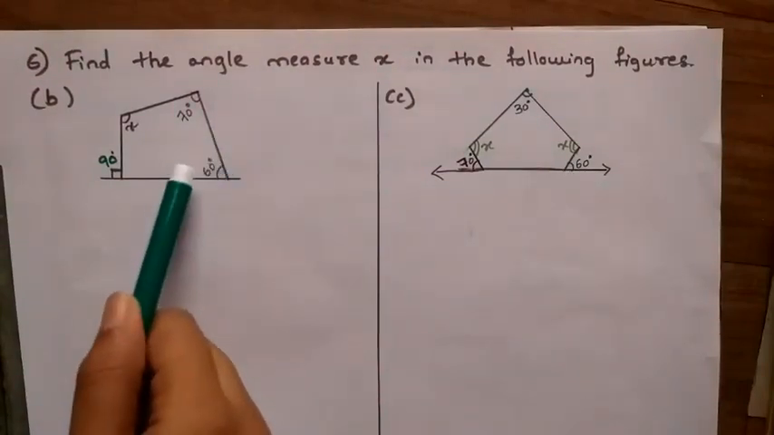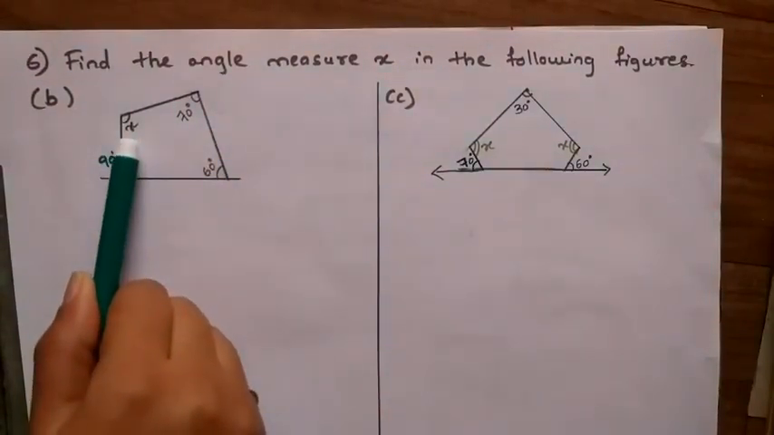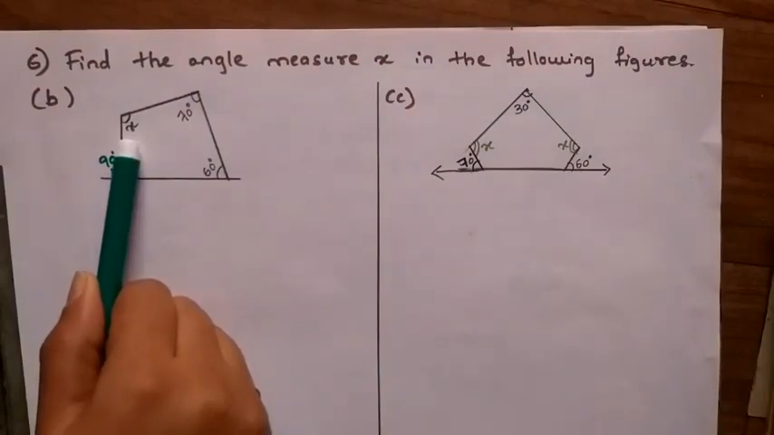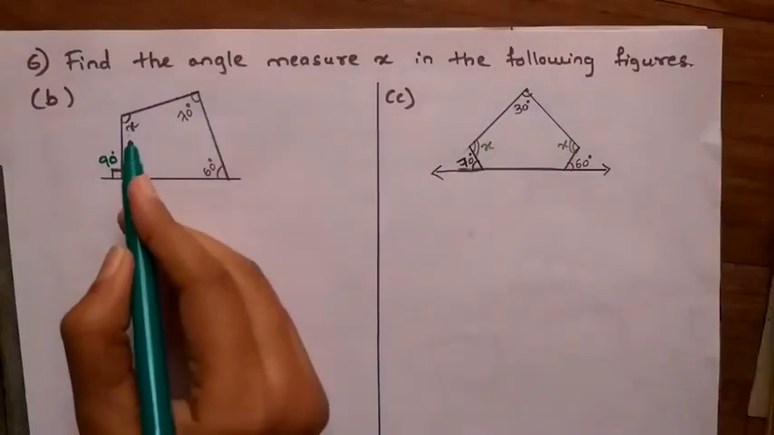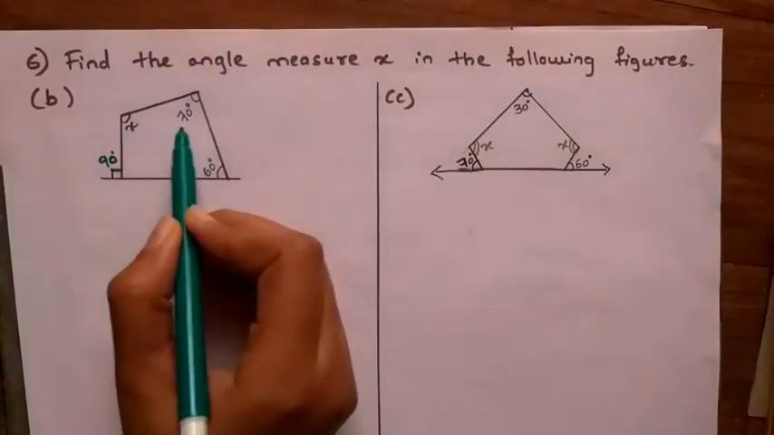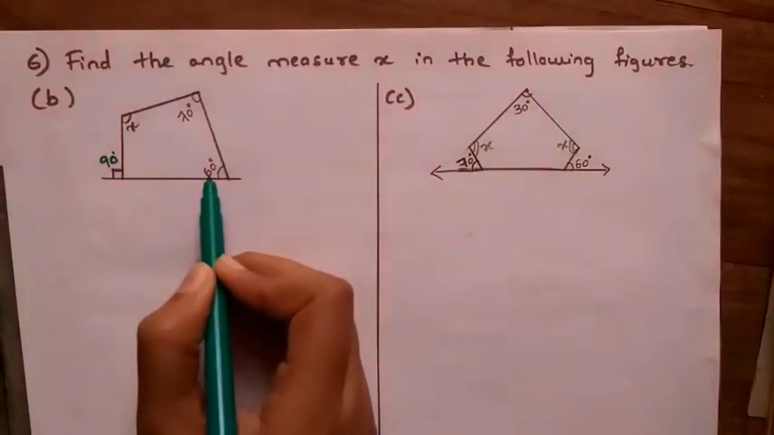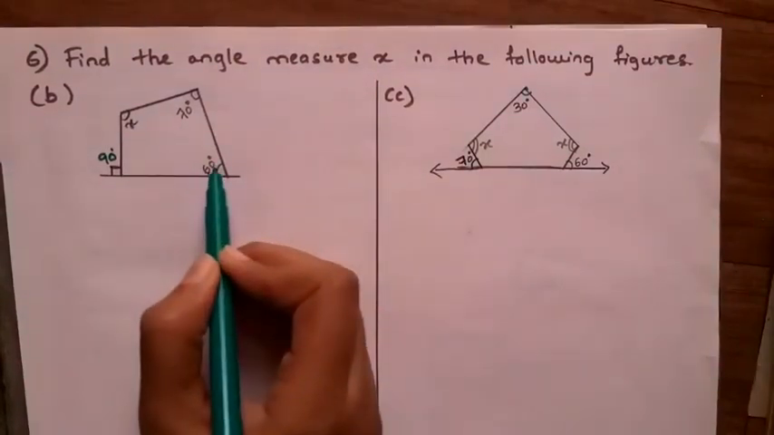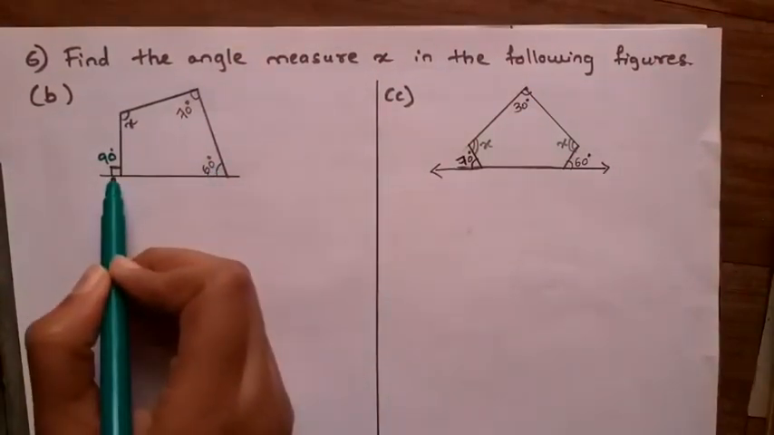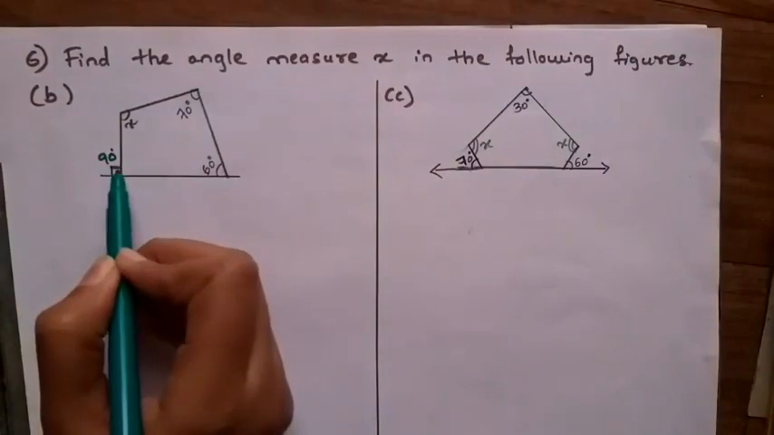Here they have given the interior angle values. Interior angles means the angles which are inside of the figure. Just observe here: x, 70 degrees, 60 degrees, which are the angles inside of the figure, and one more angle they have given, which is a right angle, which is outside of the figure.